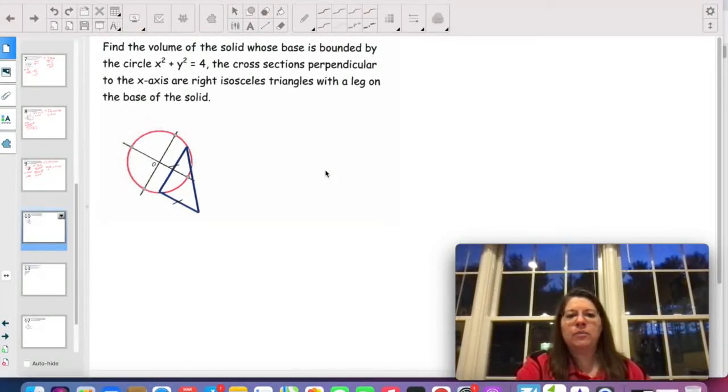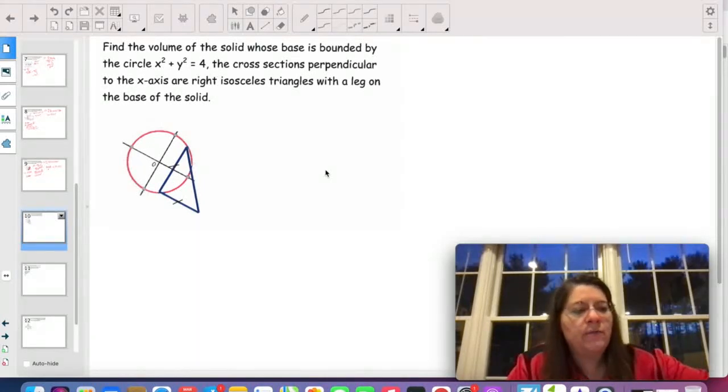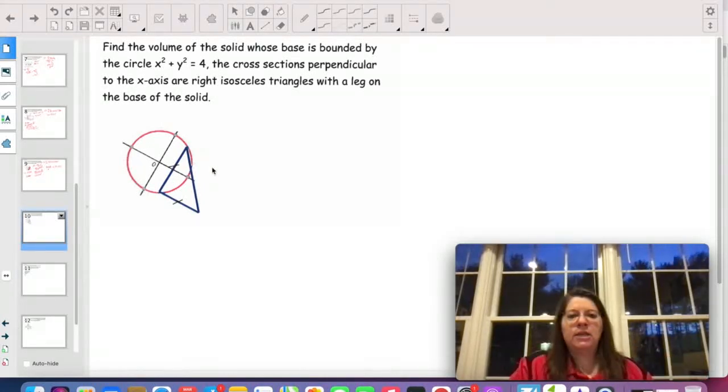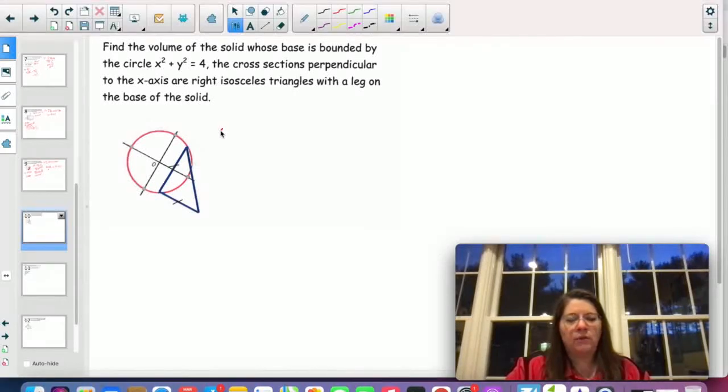The cross sections perpendicular to the x-axis are right isosceles triangles with a leg on the base of the solid. So you need to know the area formula for a right isosceles triangle. Now this would be your x here within the formula. So my area formula for an isosceles triangle is x squared over 2.